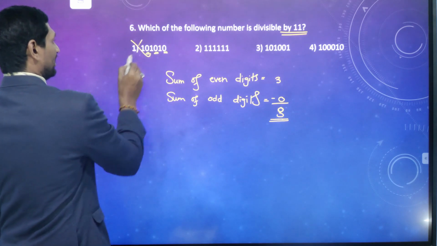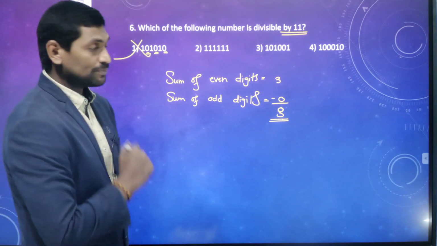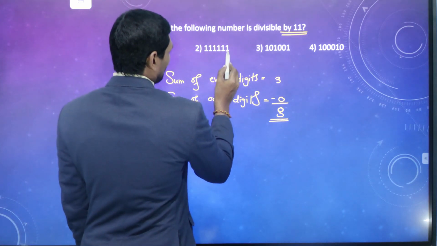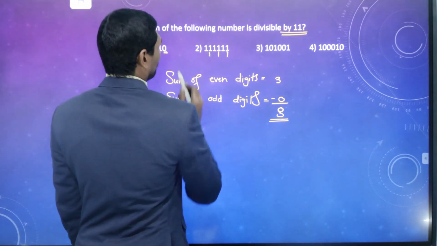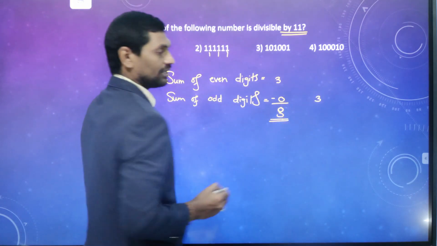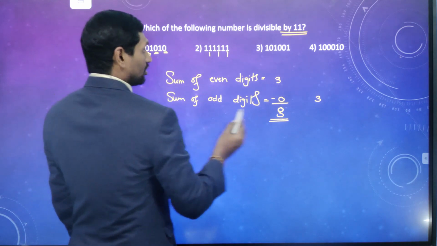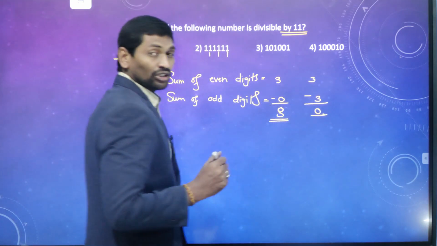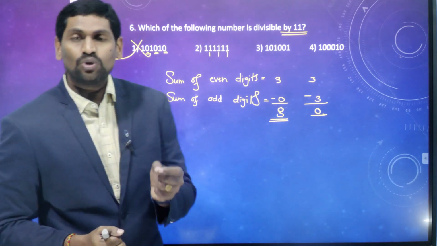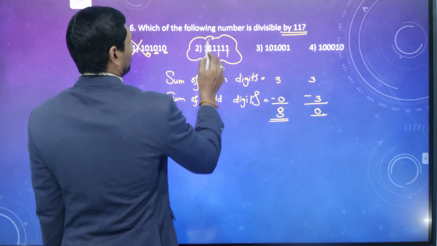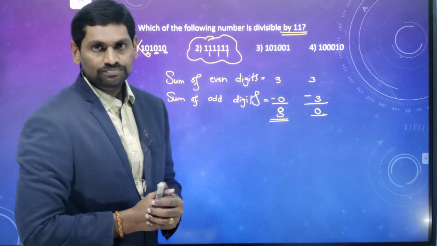So option 1 is incorrect. Let us check option number 2. Odd place digits: 3 ones, 1 plus 1 plus 1 is 3. Second option, the odd place digit sum is 3. Even place also 3. 3 minus 3 is exactly 0. According to the rule, the difference is 0 or a multiple of 11. Yes, option number 2 is suitable for us. This is the correct option.